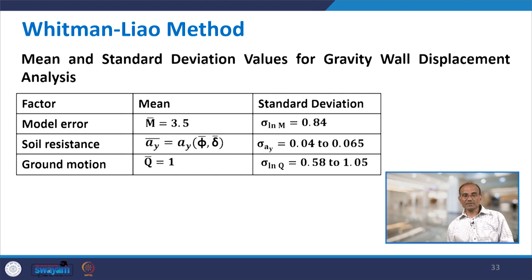In the Whitman and Liu method, mean and standard deviation values for gravity wall displacement analysis are shown here. For modal error, this is M bar 3.5, Ay bar, phi bar, delta bar, and Q bar 1. So standard deviations are listed here. For the first case, standard deviation for M is 0.84. For Ay, it varies from 0.04 to 0.065, and Q from 0.5 to 1.05. So there is a large variation in standard deviation. It is minimum for Ay, but it is maximum for Q.